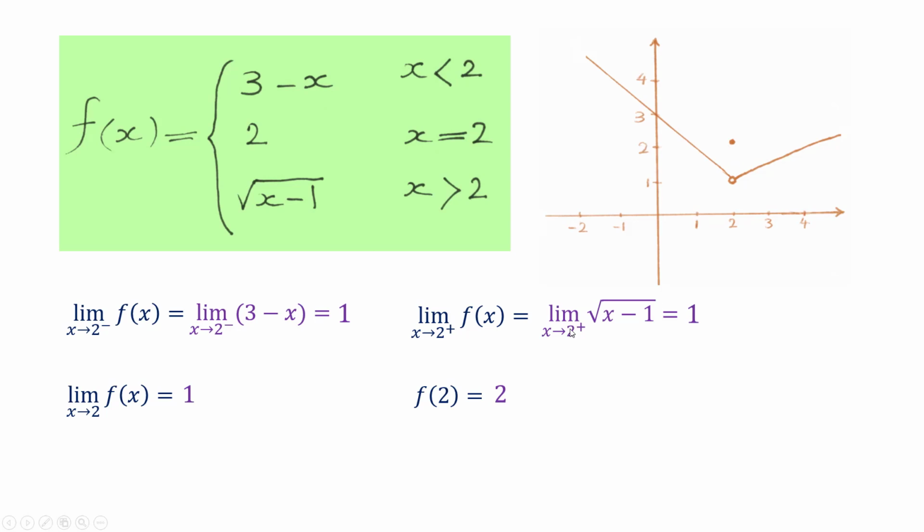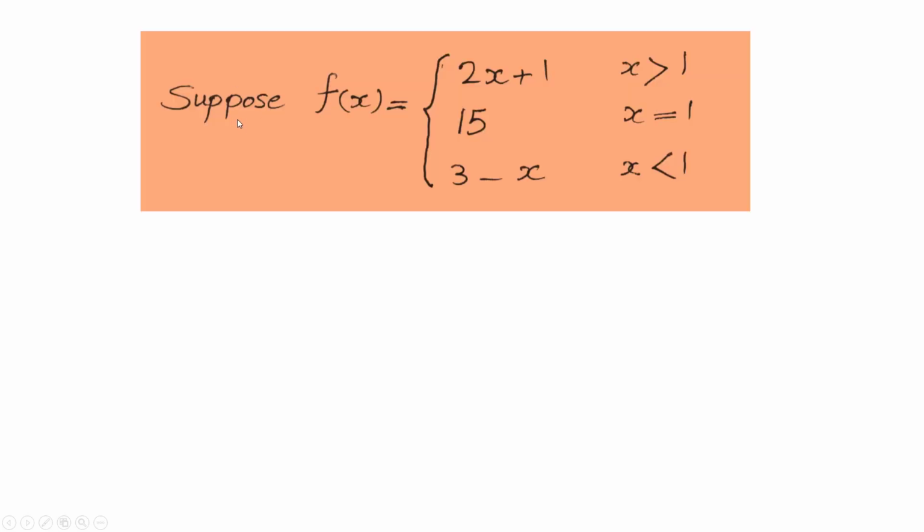Let's try another problem. Suppose f of x equals 2x plus 1 when x is greater than 1. When x is less than 1, f of x equals 3 minus x. And when x equals 1, f of x equals 15. The first question is, what is the limit of this function as x approaches 1 from the right?